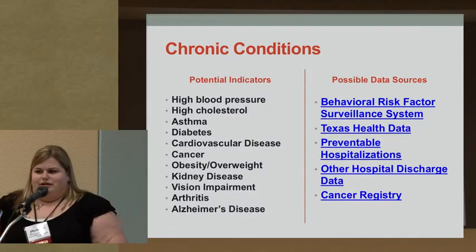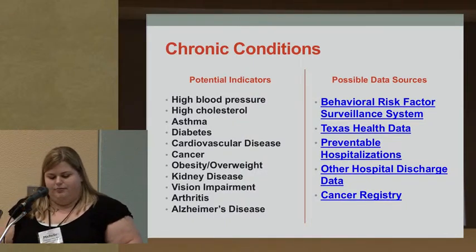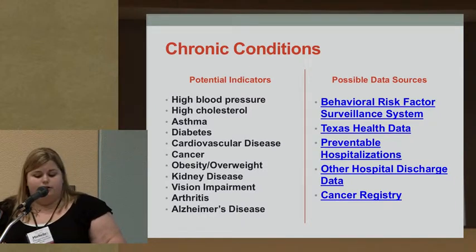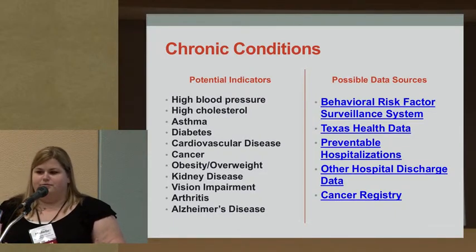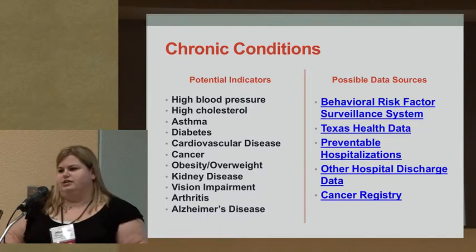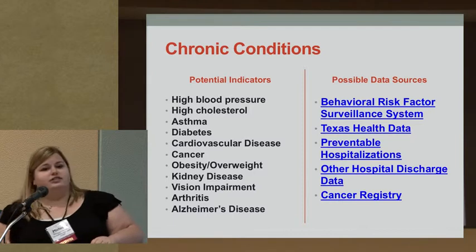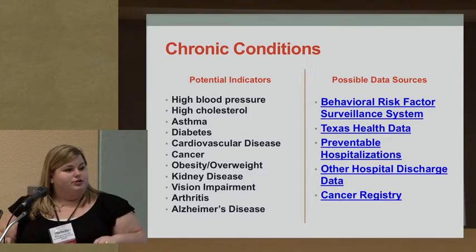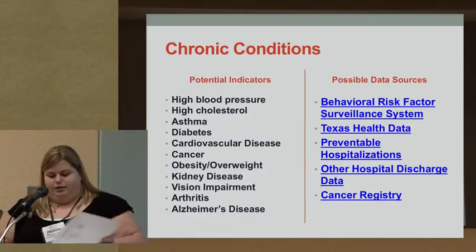Chronic conditions, something I know pretty well, seeing that the BRFSS covers a number of them. I've listed all these potential indicators, which you have morbidity data on, but you also can get mortality data on a number of them, preventable hospitalizations. There's also some other hospital discharge data and cancer registry information as well. And each of these actually, once you get the presentation, are links to the websites, so you're not trying to fumble around finding them. Just thought it would be helpful.